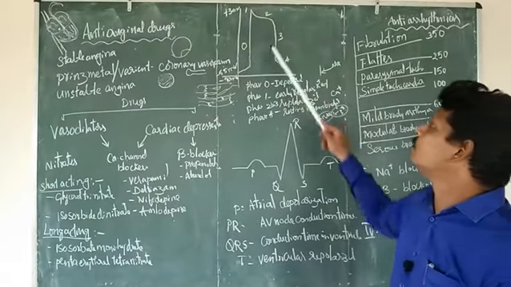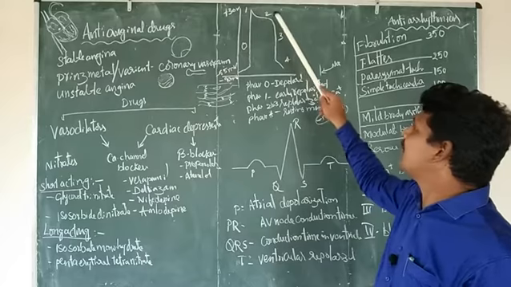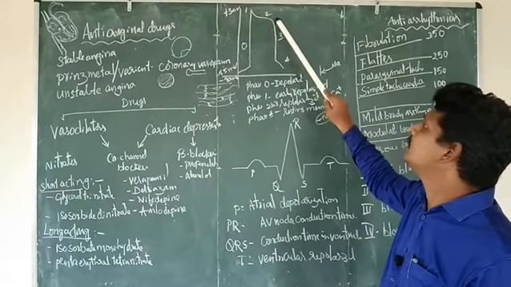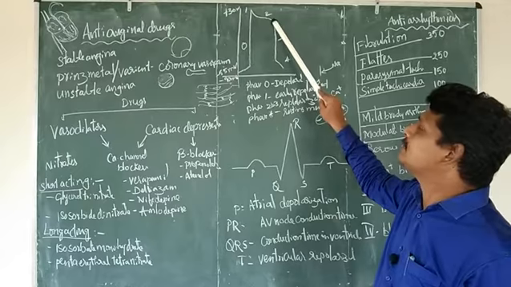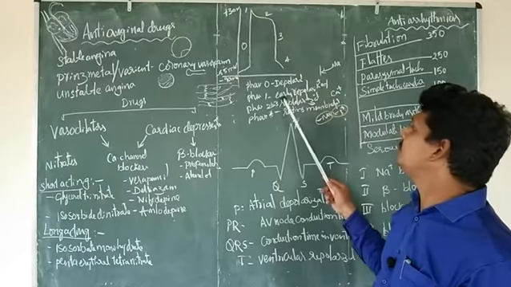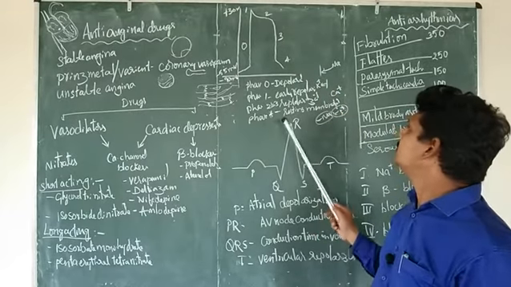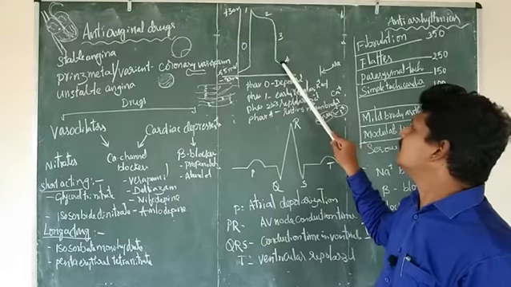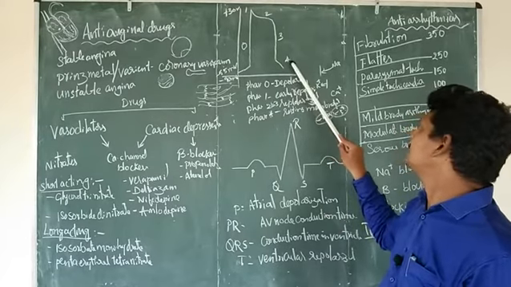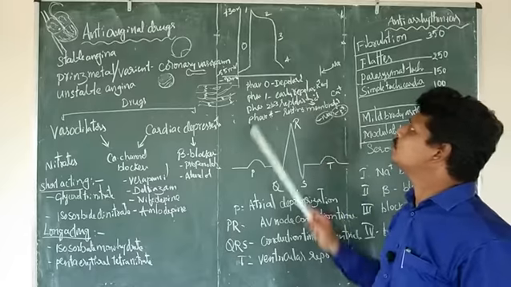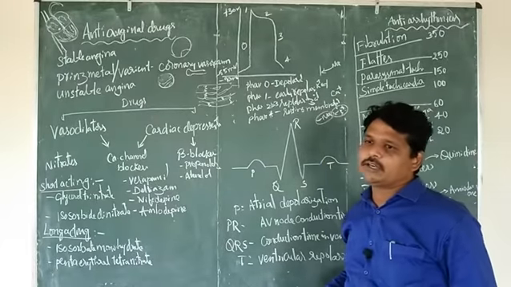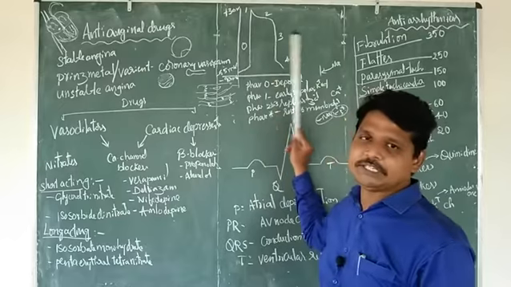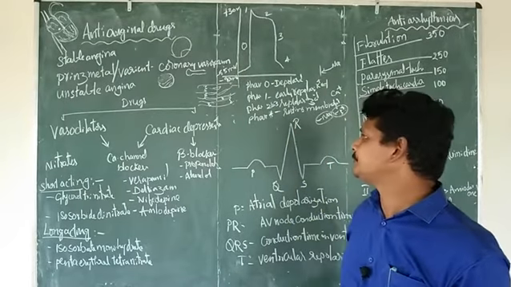Then it is exchanged with calcium. Calcium channels open, sodium channels close, and entry of calcium takes place in phases 2 and 3. Again at phase 4, excretion of sodium takes place and entry of potassium takes place. So this is how the heart maintains its normal rhythmicity.